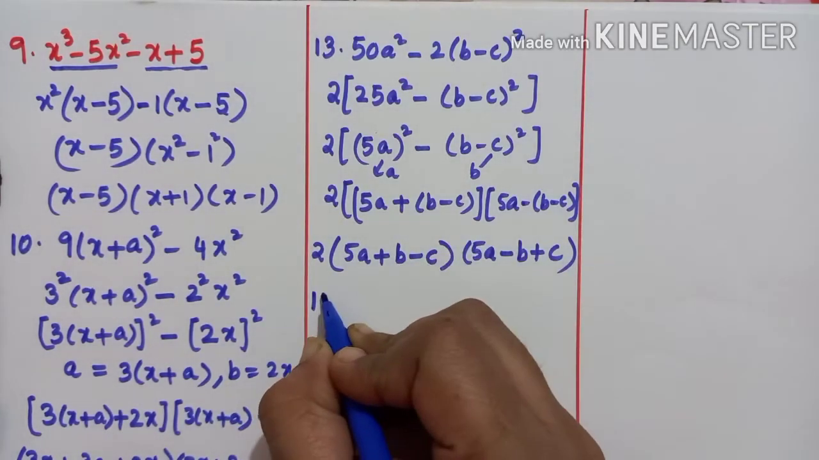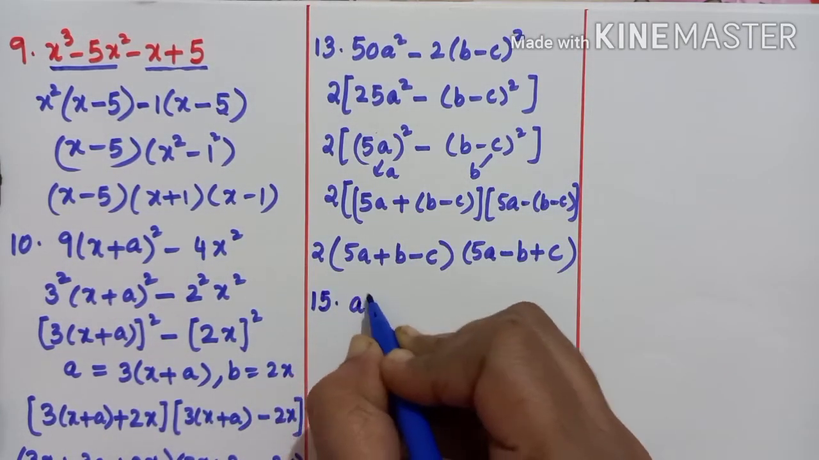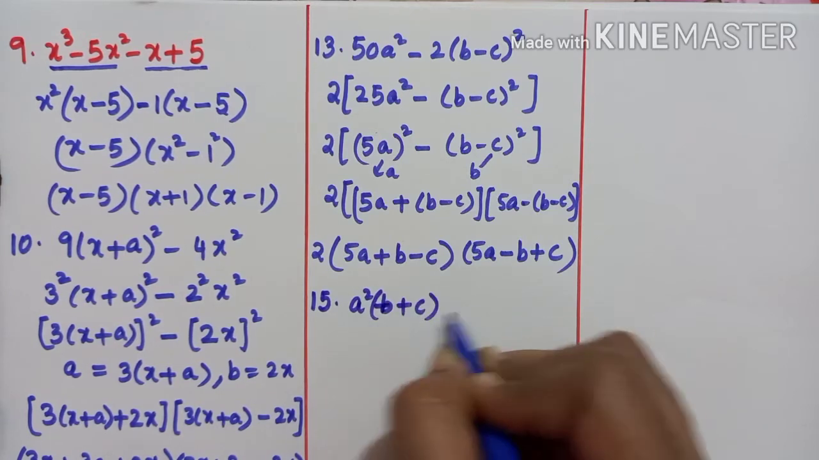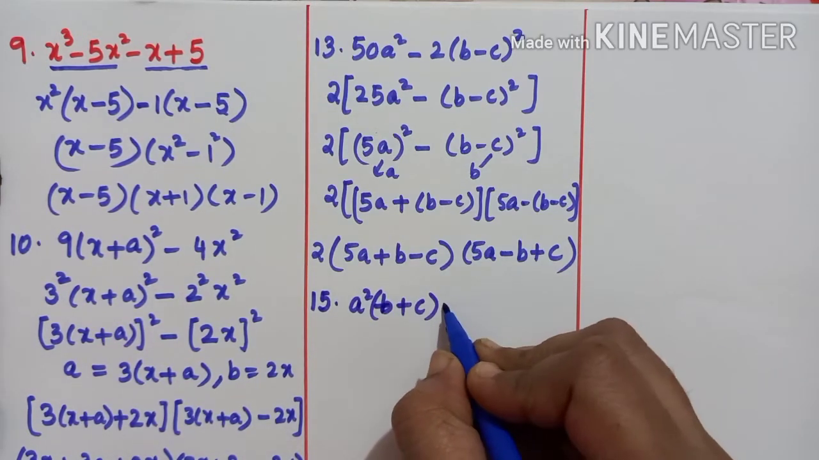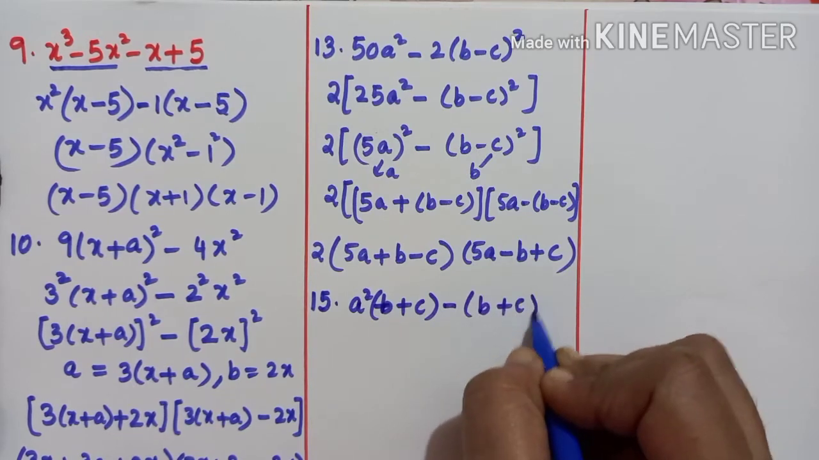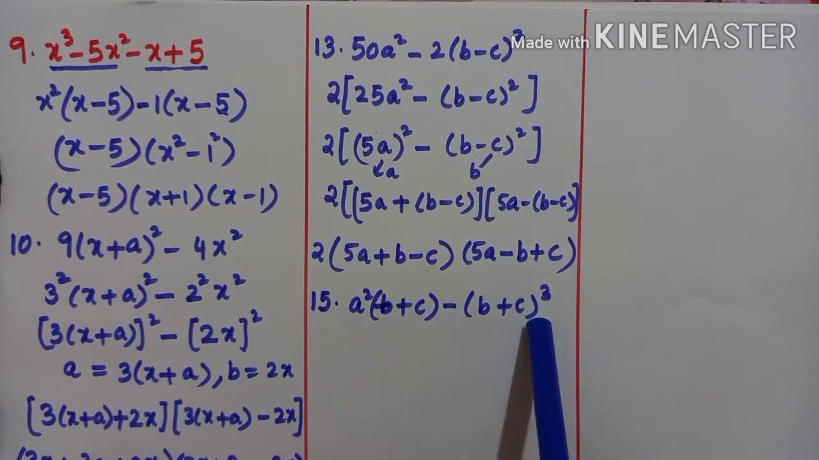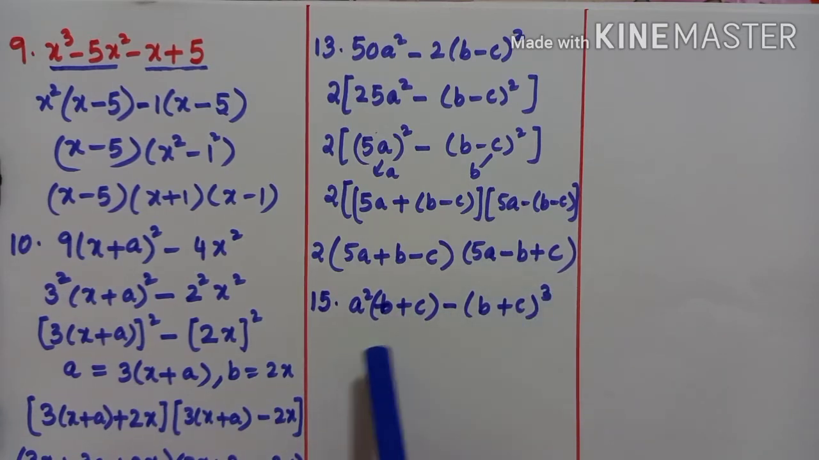Now the next problem is the 15th one: a square into b plus c, minus b plus c whole cube. Now you can see here b plus c whole cube is given, here a square is given, and here b plus c. So what can you take common? Can you take common b plus c? Yes, so we can take b plus c common.